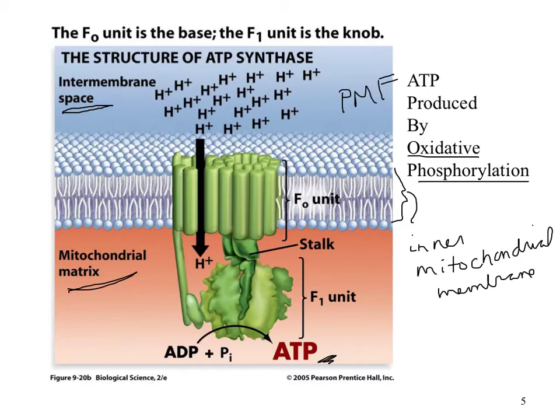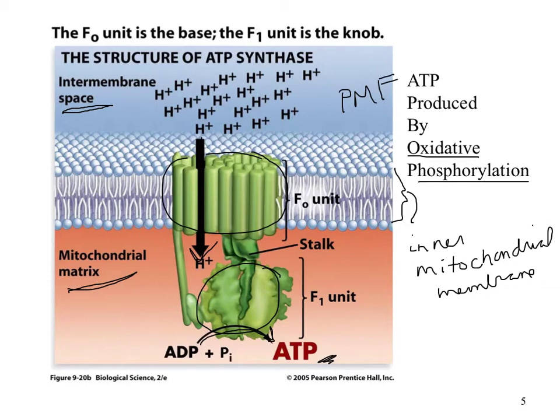It has a component that acts as a proton channel, allowing the protons to flow through the enzyme, and it has a portion that acts as an enzyme catalyzing this chemical reaction, the synthesis of ATP. So ATP synthase does two things: acts as a proton channel and catalyzes the synthesis of ATP.